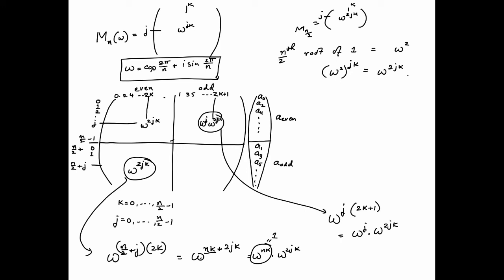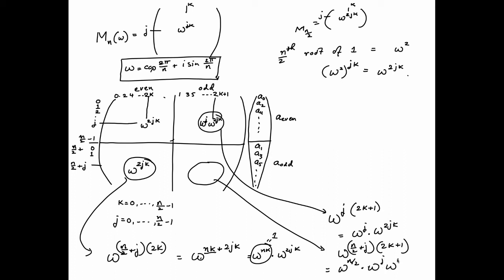So that's not quite like m sub n over 2. But what we are saying is it's m sub n over 2, except that the jth row is multiplied by omega to the j. Not so bad. And what about this entry? Now instead you would get omega to the n over 2 plus j times 2k plus 1. If you simplify it out, the n over 2 and 2k is just going to give you nothing. So you'd get omega to the n over 2 times omega to the j times omega to the 2jk. And omega to the n over 2 is minus 1. So you'd get minus omega to the j times omega to the 2jk.